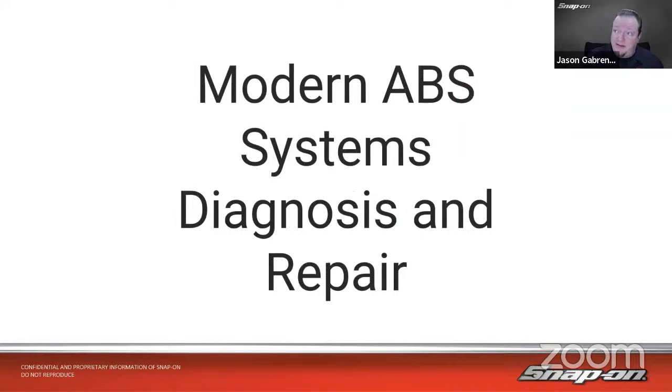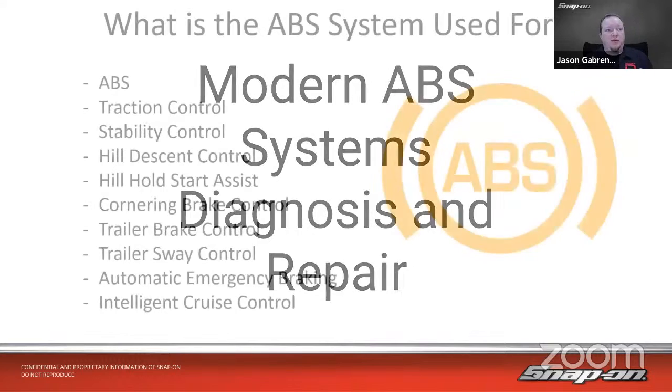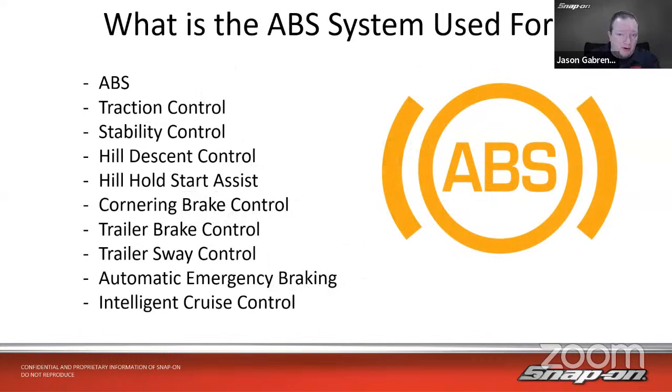So our topic today is modern ABS systems diagnosis and repair. We've spoken about ABS before to a point, but if we think about what the system of ABS is used for nowadays, we use it for more than just stopping the car without skidding. That would be your ABS, of course. But then we have traction control, stability control, hill descent control, hill hold start assist, cornering brake control, trailer sway control, automatic emergency braking, and intelligent cruise control, just to name a few, because I'm sure there are other systems. This is just what I kind of came up with.